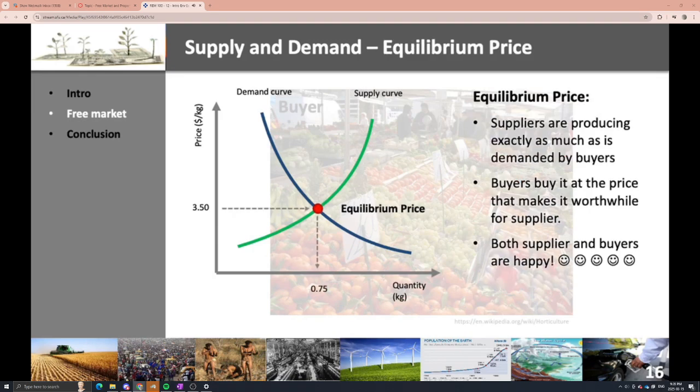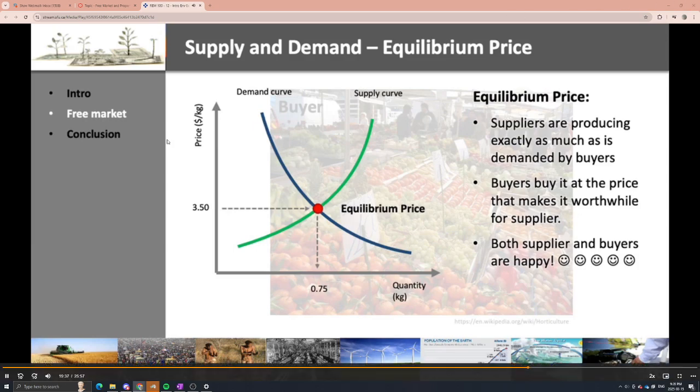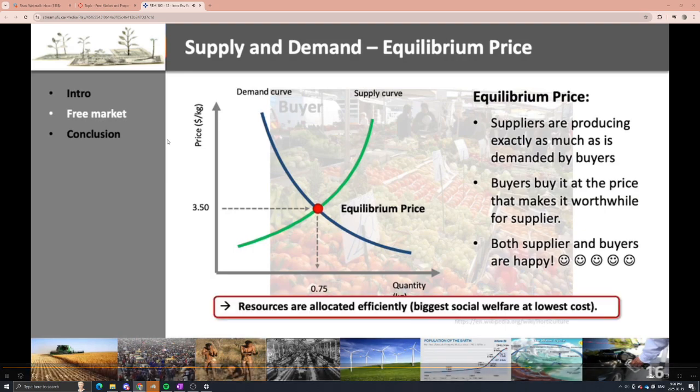So regardless of what price we start at, we always end up at the equilibrium price, where the suppliers are producing exactly as much as the buyers demand, and the buyers buy it at a price that makes it worthwhile for the suppliers. At this equilibrium point, everybody in the market is content, and we don't have any waste. A fancier way of saying this is that all the resources have been allocated or are used effectively, and we have produced the biggest social welfare, i.e. the most happiness, at the lowest possible cost.